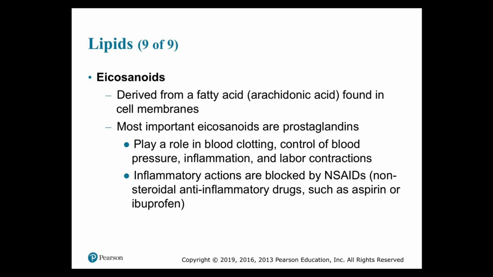So for example, prostaglandins are released by damaged tissues. They stimulate nerve endings and produce the sensation of pain. Another example, in terms of labor contractions, prostaglandins are released in the uterus and help trigger the start of the labor contractions. Inflammatory actions are blocked by NSAIDs, non-steroidal anti-inflammatory drugs such as aspirin or ibuprofen.